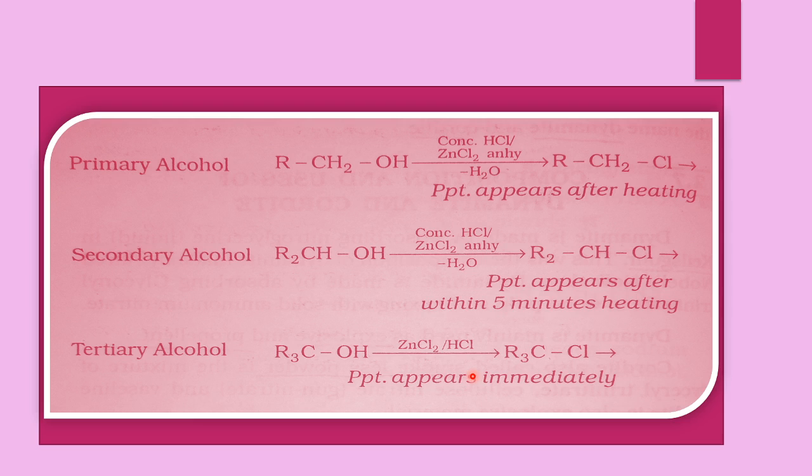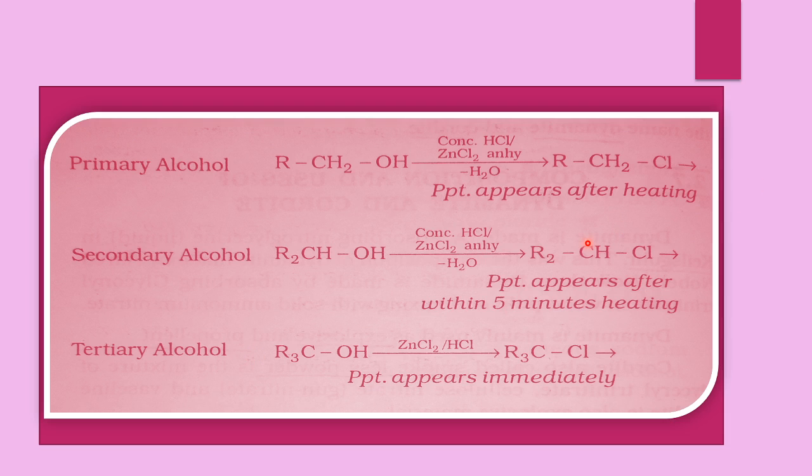Okay. In this reaction you have to distinguish primary alcohol, secondary alcohol and tertiary alcohol. How to distinguish? When the alcohol reacts with the Lucas reagent and a precipitate forms after heating, you call it a primary alcohol. When the alcohol reacts with the Lucas reagent and the precipitate appears within 5 minutes of heating, you say it is a secondary alcohol. When the alcohol reacts with the Lucas reagent and the precipitate appears immediately, you say it is a tertiary alcohol. In this way, you identify primary, secondary and tertiary alcohol.